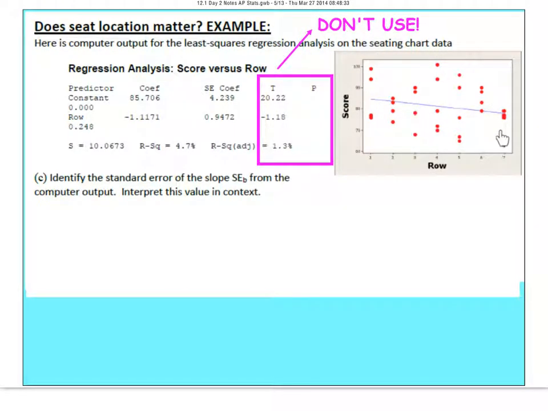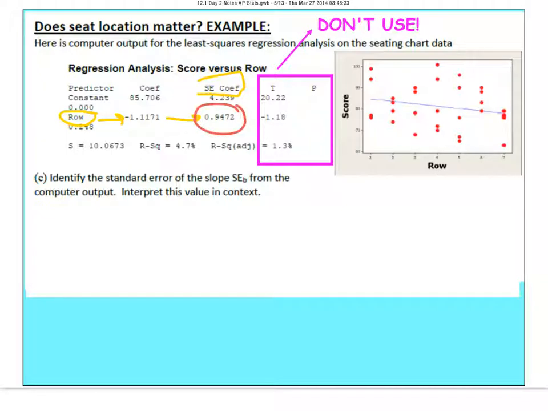Let's go back to the seat location and your test score. Again, here's our scatter plot, and it's our computer output that we already saw. For part C here, they want us to identify and interpret the standard error of the slope from the computer output. Now remember, our slope value is right here for the row, so I'm just going to notice that it says SE coefficient. So the standard error for the slope is actually this value right here.